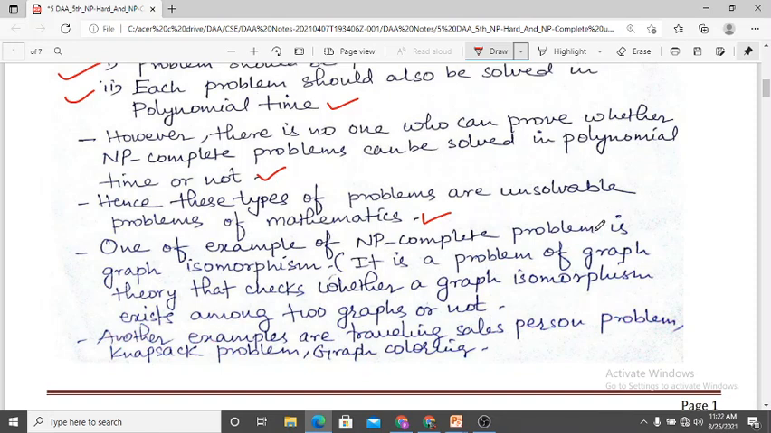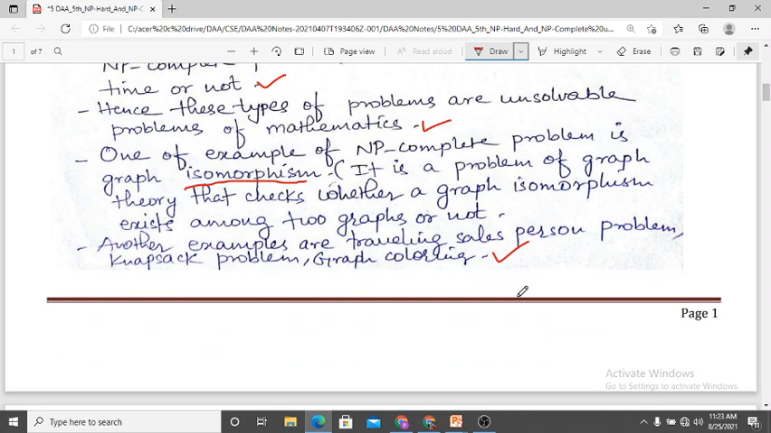An NP complete problem is graph isomorphism. Okay, graph isomorphism. It is a problem of graph theory that checks whether a graph isomorphism exists between two graphs or not. Other examples are the traveling salesperson problem, knapsack problem, and graph coloring problem. These all come under NP complete problems.